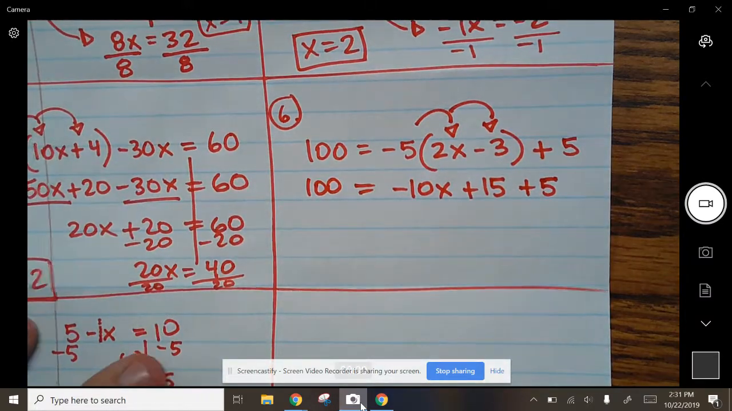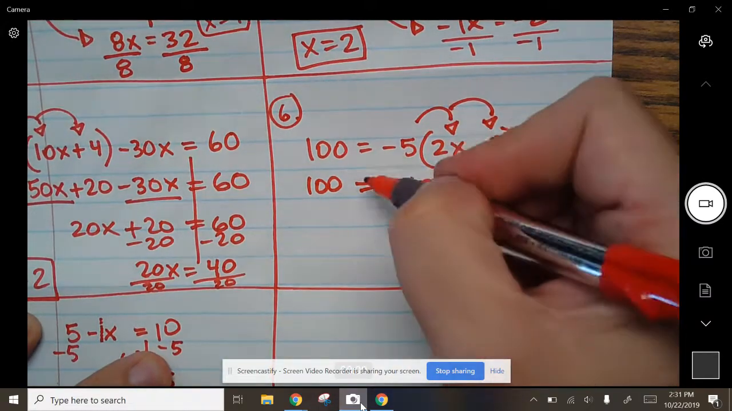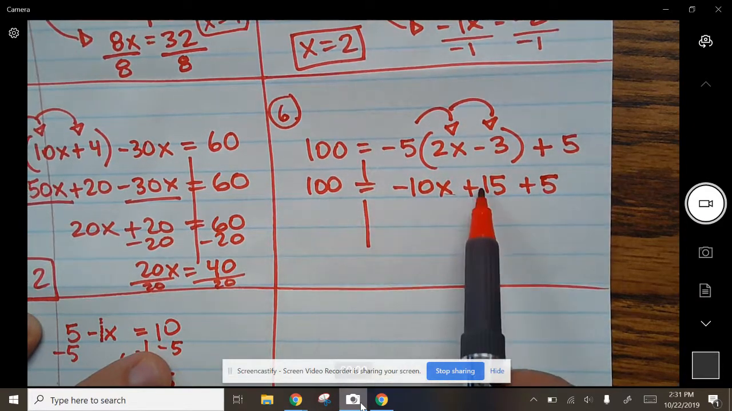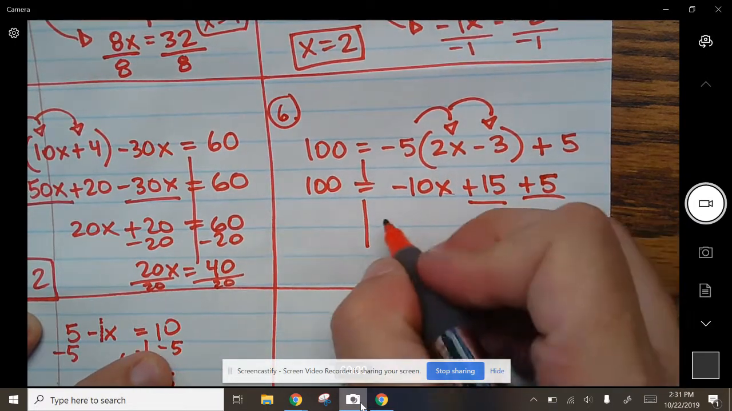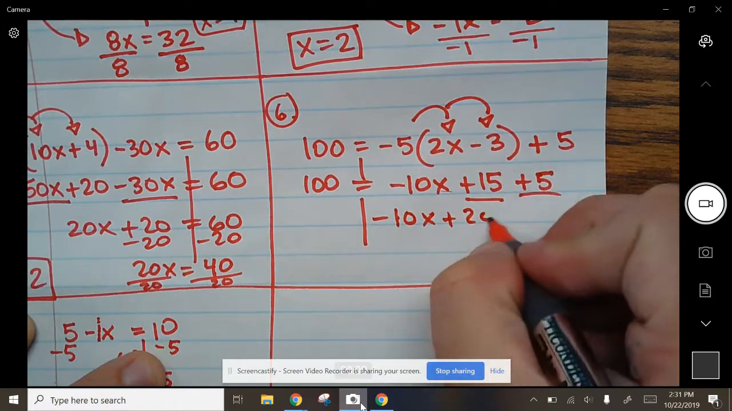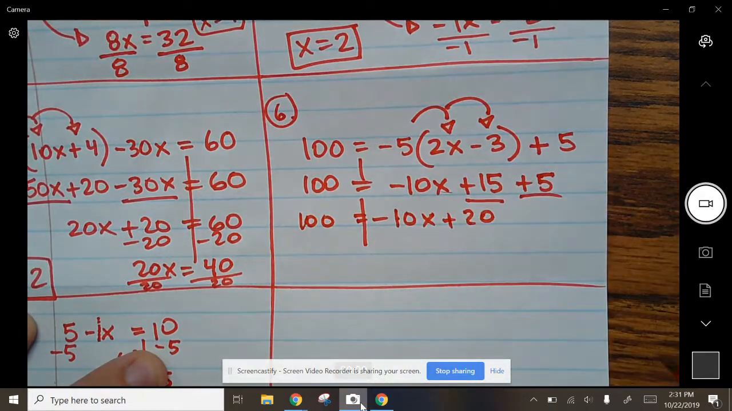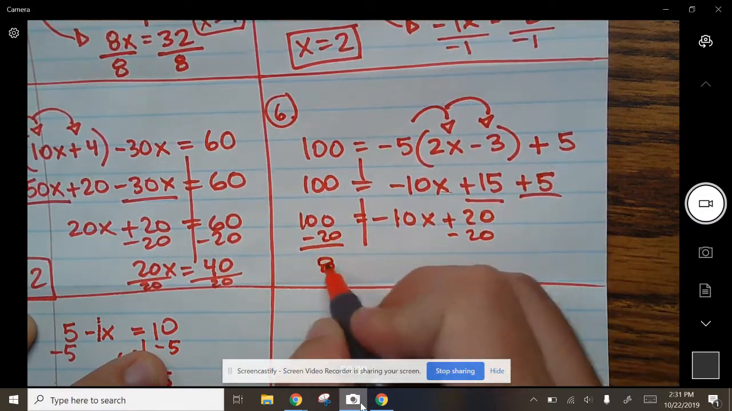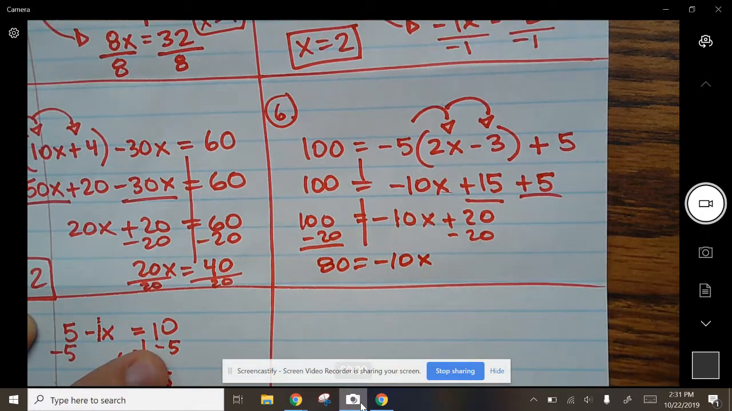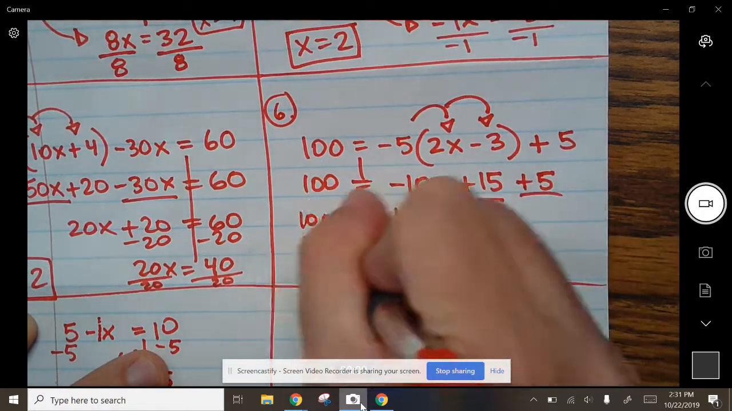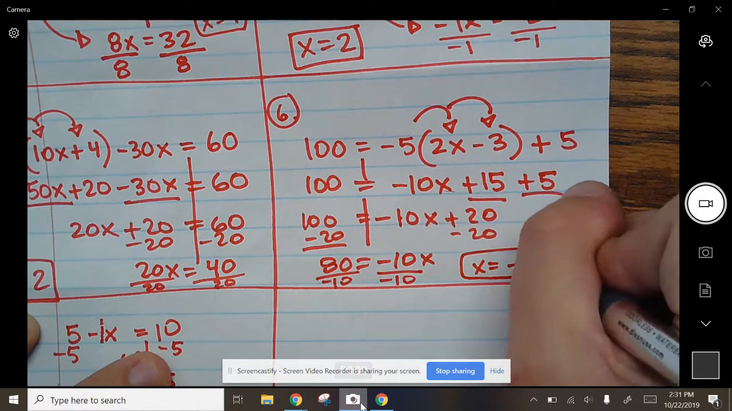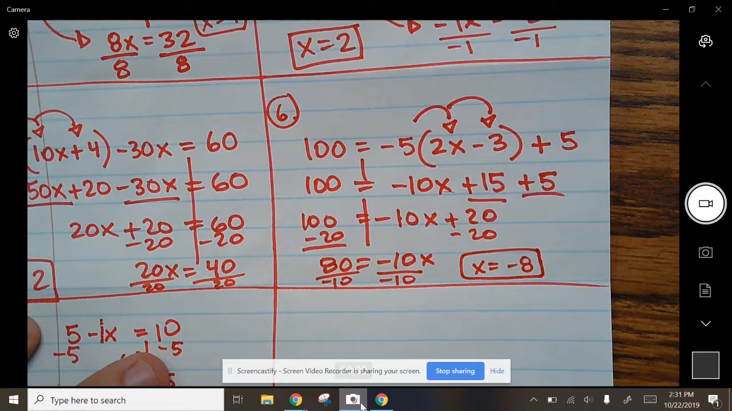Check your work. Now I look at this side. Again, you can only combine like terms on the same side of an equal sign. You can't combine like 100 with 15. They're on different sides. But you can combine 15 and 5. So I have -10x plus 20. All right, and then I'm going to go ahead and get rid of my 20, move it over. If 80 equals -10x, and x equals -8.